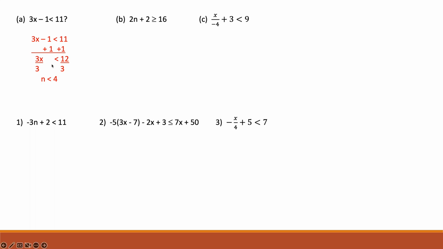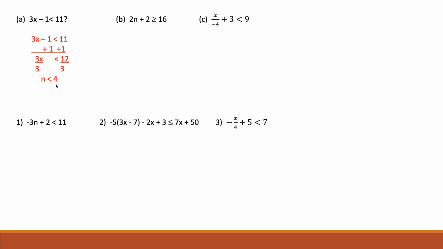First point of emphasis. If I write this answer in an answer space, it's got to say all 3 things. The variable, the inequality, and the number. All 3 things have to be there. Second, is 4 an answer to this question? No. It's not an answer because the answers are all the numbers that are less than 4. 4 is not less than 4.